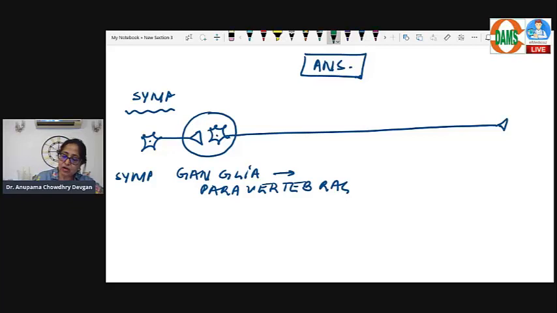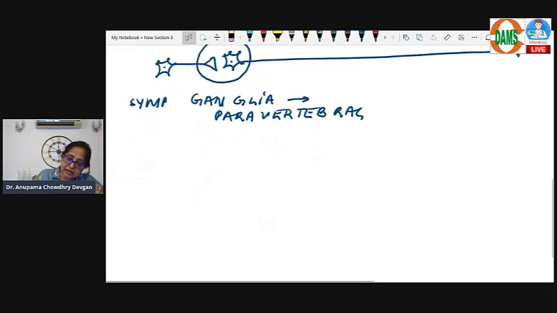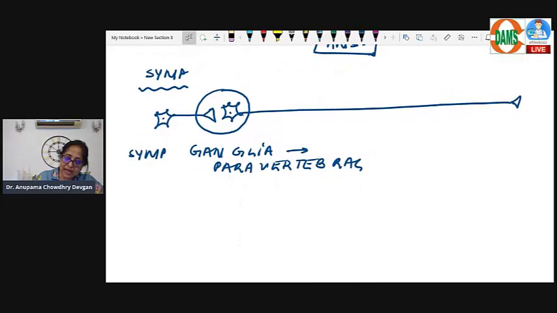Now, as far as the neurotransmitters secreted in the sympathetic ganglia, in all autonomic ganglia, the neurotransmitter secreted is acetylcholine. Whereas the postganglionic sympathetic nerve fibers will secrete norepinephrine. Sympathetic preganglionic fibers are cholinergic, and postganglionic fibers will secrete norepinephrine.